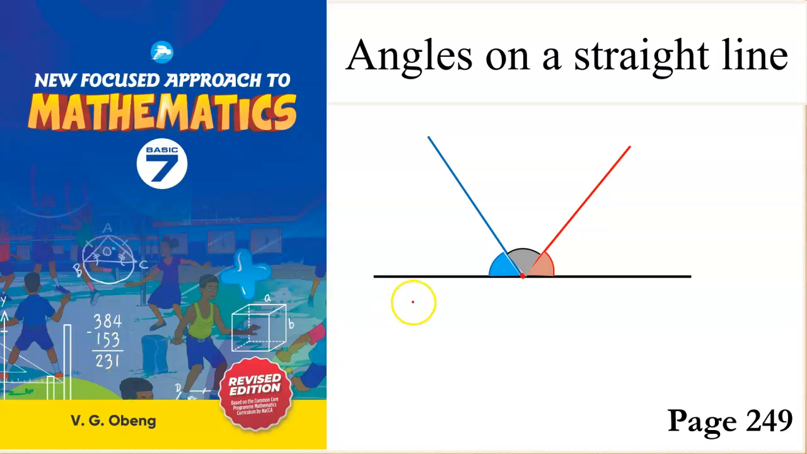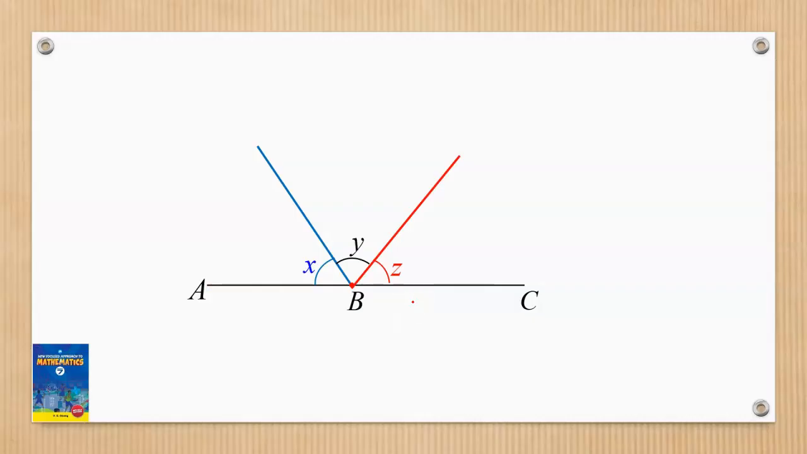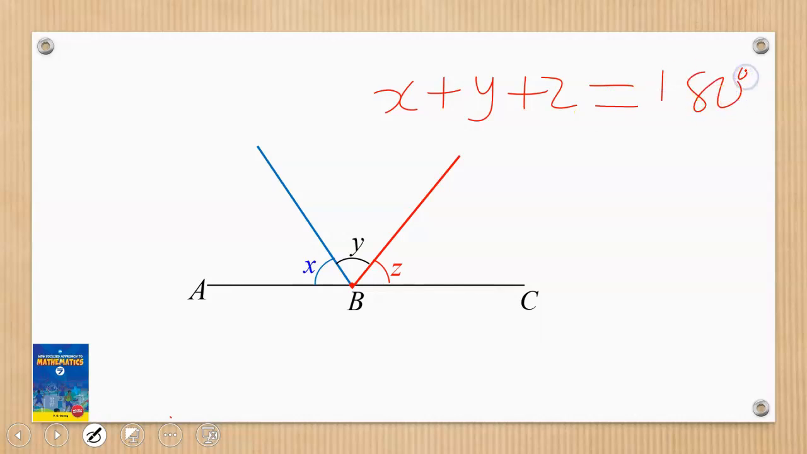Now, when we say angles on a straight line, all we are trying to say is that when we have angles that have a common vertex and they lie on the same straight line, then we can say they add up to 180. For example, the angle x here plus y plus z will always be equal to 180 degrees.